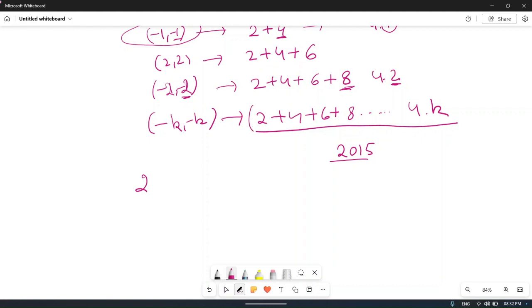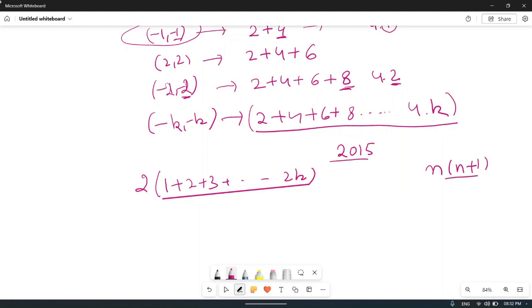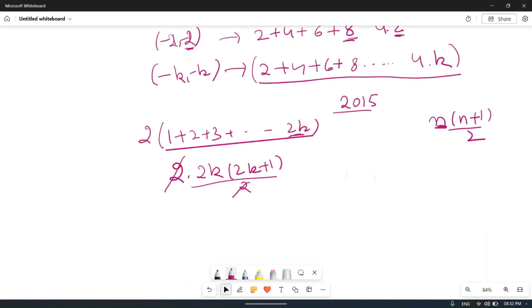So I take common of these steps. So I get 1 plus 2 plus 3 up to 2k. This is my natural number sum to 2k. I know the formula n into n plus 1 by 2. I can plug in 2k, where n is 2k: 2k into 2k plus 1, divided by 2. So that would be, I cancel out 2.